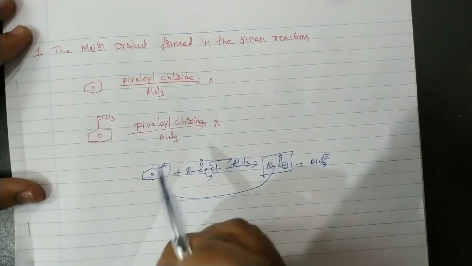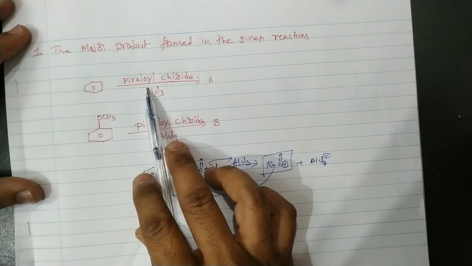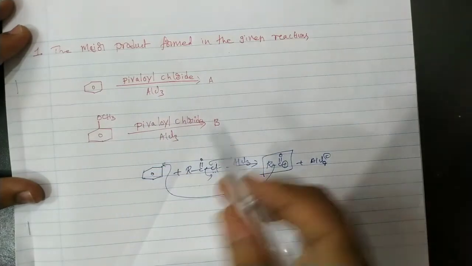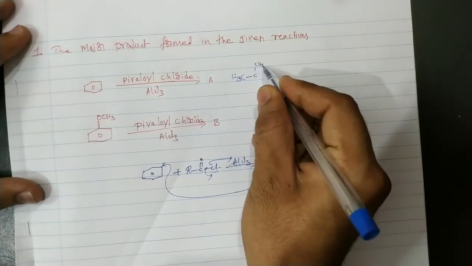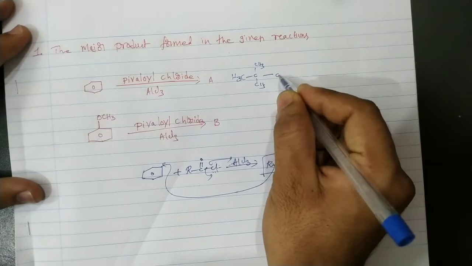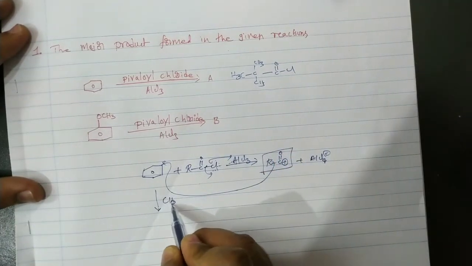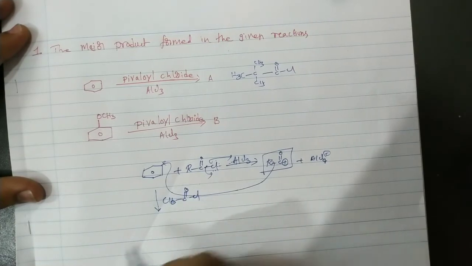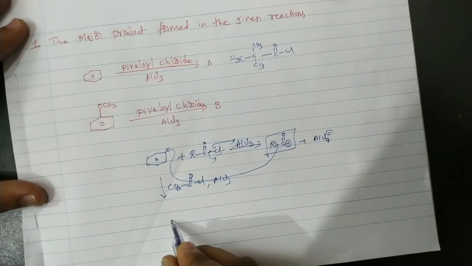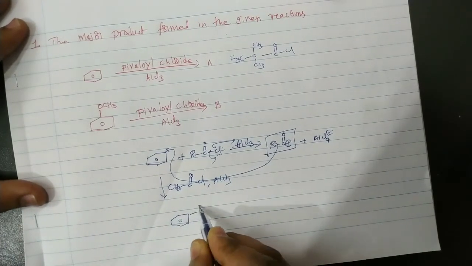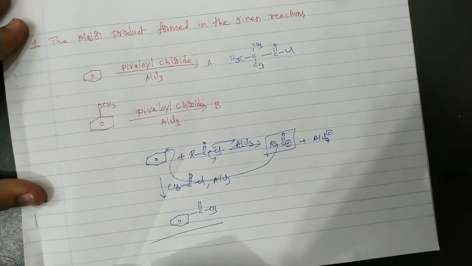So in this case, what is A and what is B? Here benzene reacts with pivaloyl chloride. What is pivaloyl chloride? Pivaloyl chloride is this one: CH3, CH3 and CH3, then C double bond O, Cl. If you take an acylating agent like CH3COCl in the presence of the Lewis acid AlCl3, a simple acylation takes place, H replaced by COCH3. That is the electrophilic substitution reaction.